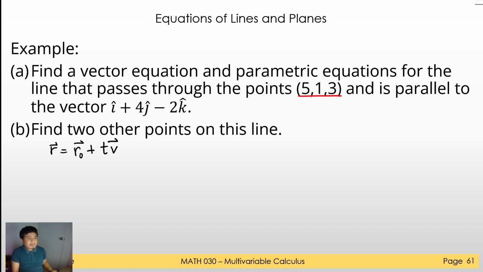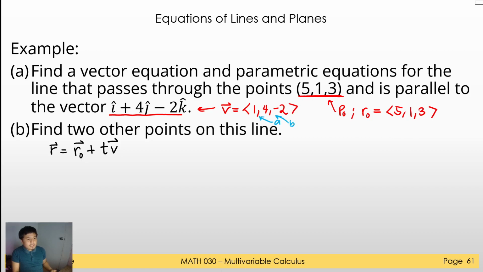So actually, this is your P sub 0, and we can write this as r sub 0 is equal to (5, 1, 3). And it is parallel to the vector i plus 4j minus 2k, and this will be your vector. Parallel to means it is your direction. Therefore, v here is equal to (1, 4, -2). So this is your a, b, and c, and this is your x sub 0, y sub 0, and z sub 0.